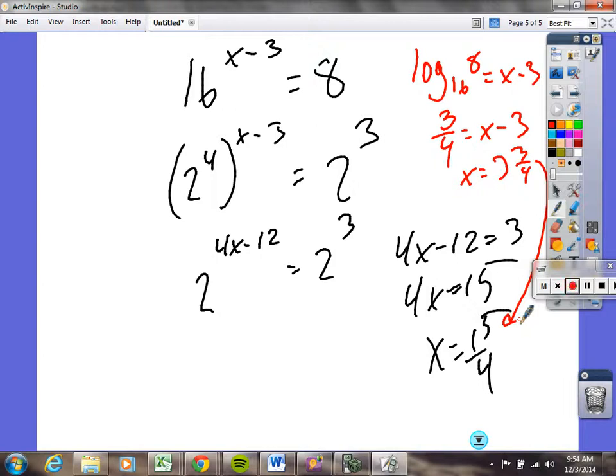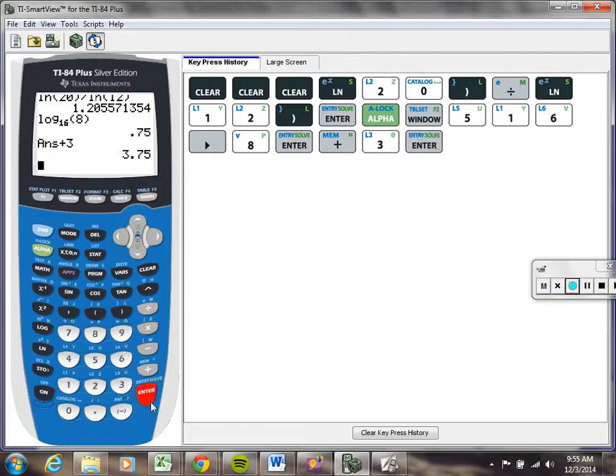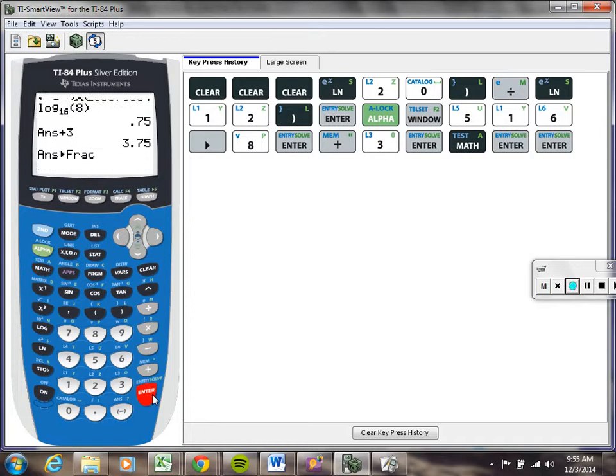That makes sense? I would prefer it in a fraction, yes. Especially when you could get them to the same base, I want them as a fraction. How could you do that? Okay, so what did I have to do there? Add 3, right? Okay, so I'm going to go plus 3. 3.75. And then I go math, fraction.